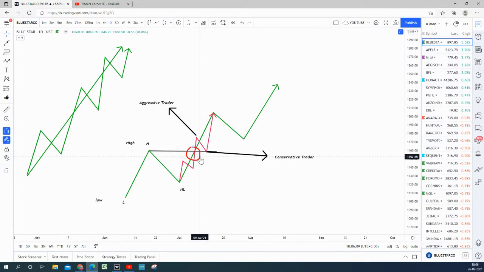So these are two types of trader. You decide whether you want to be conservative or aggressive. A conservative trader will always give the best risk reward ratio, from my view. So for the time being I'll remove this.